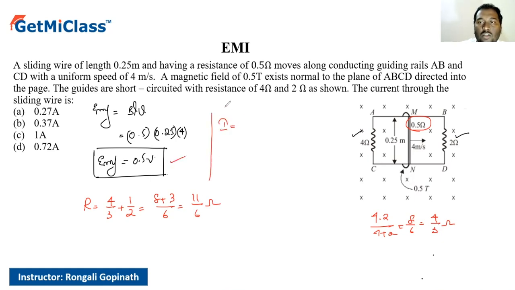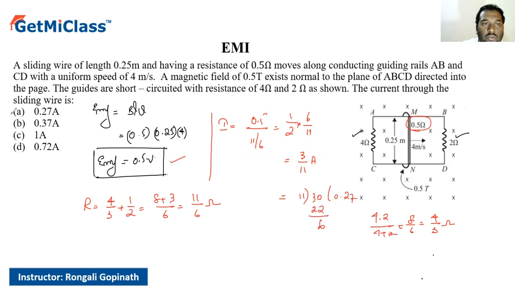So the current passing through MN, the sliding rail, is I is E by R, which is 0.5 by 11 by 6, which is 1 by 2 into 6 by 11 or 3 by 11 amperes. What is the value of 3 by 11? 3 by 11 would come to 0.27 amperes. That would be option.